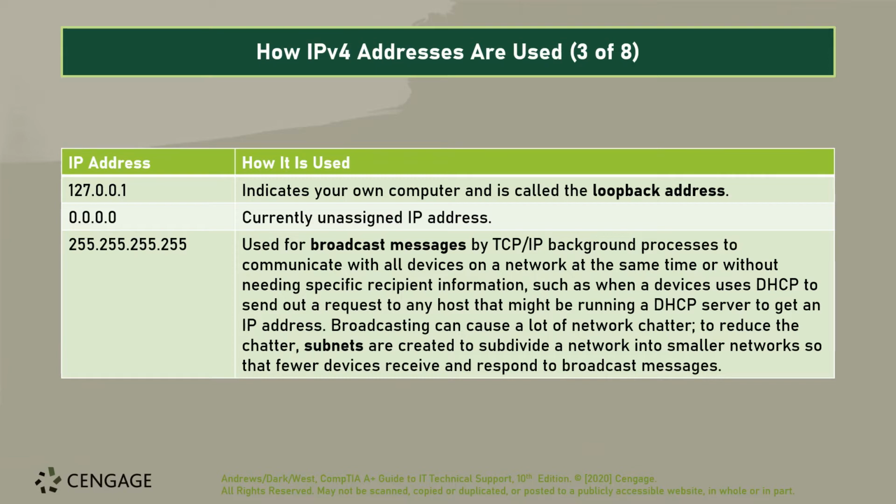Now, because broadcasting causes a lot of network chatter or noise, we create what are called subnets. This is where we take a network and divide it into smaller logical pieces so that fewer devices have to receive and respond to broadcast messages. Imagine that you have 1,000 devices on the same network, and you send a broadcast message to them. So that's 1,000 devices that will have to essentially receive and respond to this message. What if we divided that in half? So we had 500 on 2 subnets. We still have the same devices and they still have the ability to access the network, but now when we broadcast, only half the traffic is being affected.